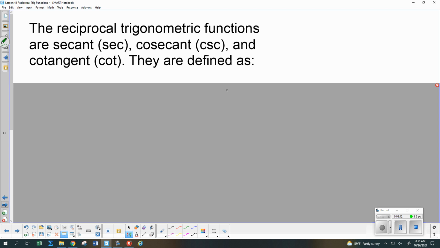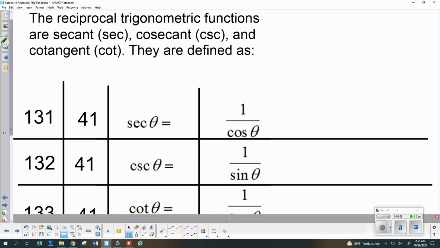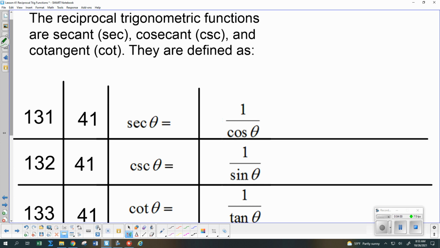So, they are going to have the names secant, when you see SEC, cosecant, and cotangent. Their definitions are: secant is the reciprocal of the cosine. Cosine is the reciprocal of the secant. Cosecant and sine are reciprocals. Cotangent and tangent are reciprocals.